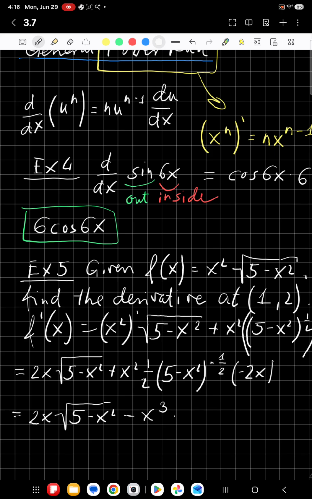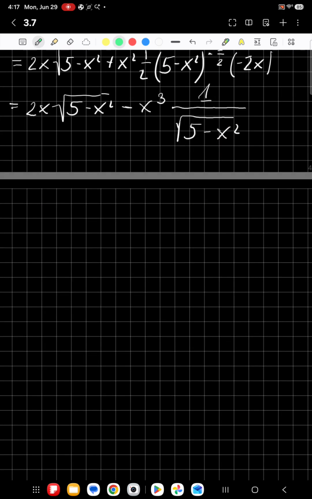Then times, let me just write it as a radical. The problem is that the exponent is negative, so maybe let's write it this way: 1 over the square root of 5 minus x squared. I hope it's right. I think it's right. So we've taken the derivative.